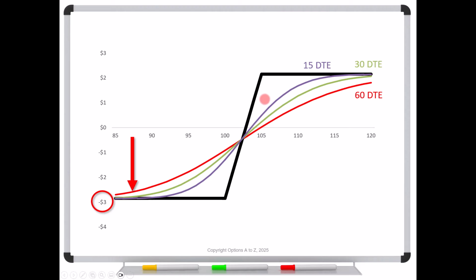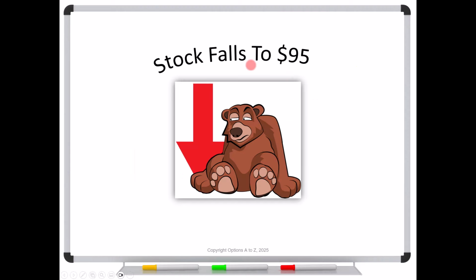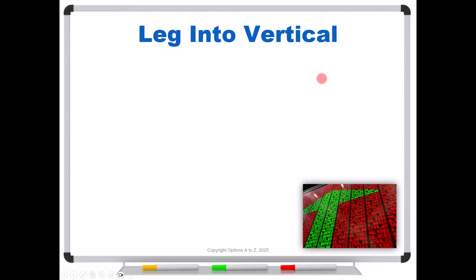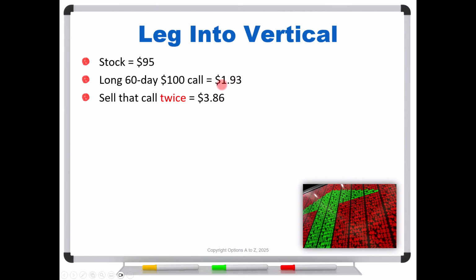So what can you do if the stock falls? Let's say it falls to 95. We'll go 5 points down. Well, again, we can leg into a vertical, but we're going to put a little twist on it here. So our stock is 95. You are long the 60-day $100 call. Pricing model says it's worth $1.93. And what you're going to do here is sell that call. We want to close it, and then we want to turn it into a short call.